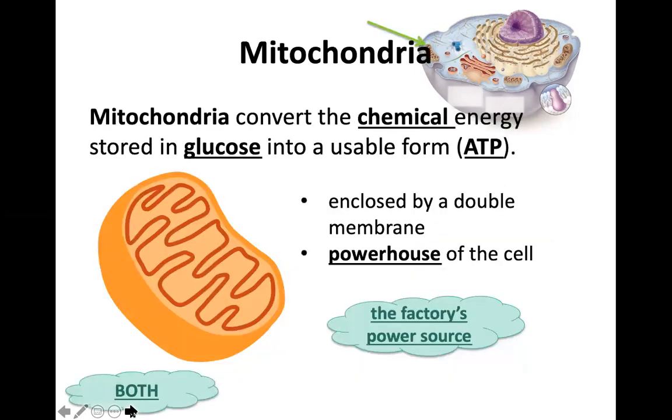Next is the mitochondria. This is the powerhouse of the cell. Okay, so this is where we get the energy. So it converts the chemical energy that is stored in glucose, which is a what? A sugar, which is a what? Carbohydrate, yes? Okay, so this is stored in glucose, and then it puts it into a usable form, which is known as ATP. Has anybody ever heard that one? Seen it? Yes? You heard about it.